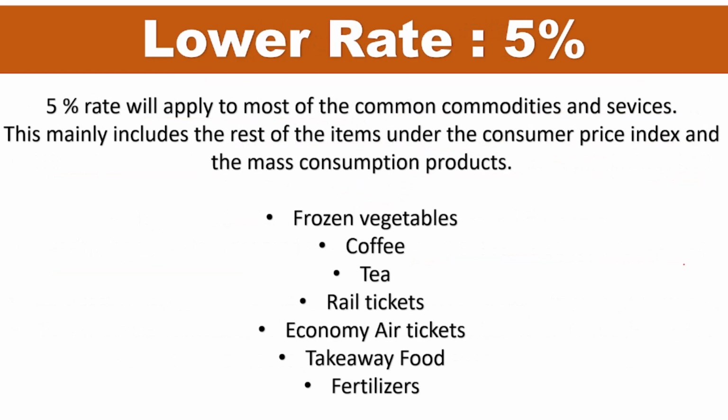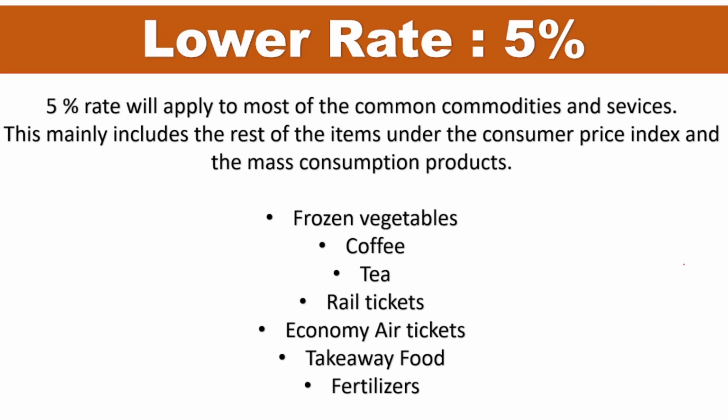Next, the lower rate. Lower rate is nothing but 5%. So if it is the lower rate, 5% GST will be imposed. The 5% rate applies to most of the common commodities and services we use. This mainly includes the rest of the items under the consumer price index and mass consumption products, which we consume mostly, like frozen vegetables, frozen peas, coffee, tea.